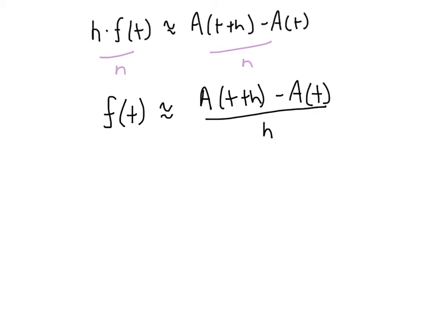And this thing here should look familiar. That's the difference quotient for the function A. And what we're saying is that the difference quotient for function A is approximately equal to f of t. Well, we learned back in our earlier studies that if we take the limit as h approaches 0, we actually get the derivative of A. So we know this is true.